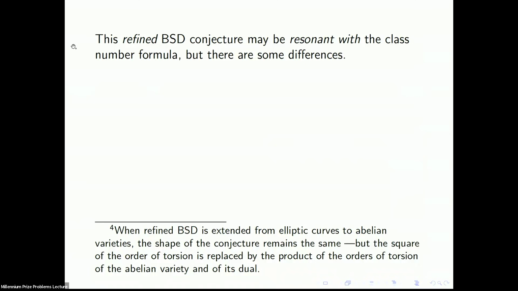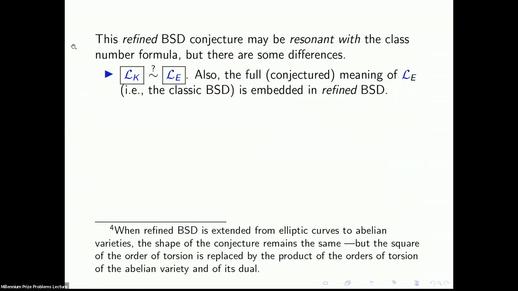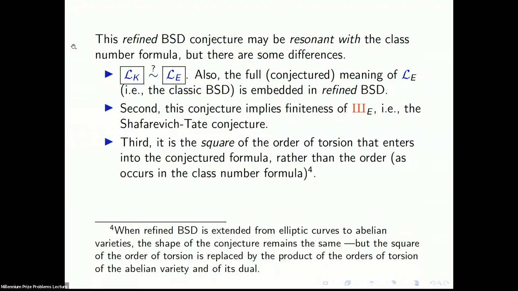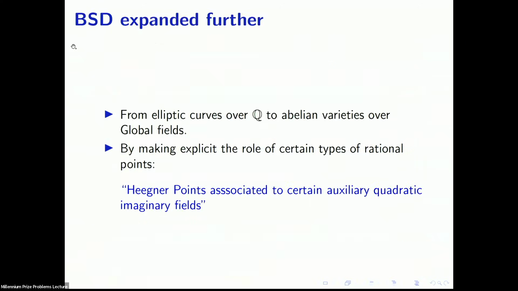I said it's resonant with the class number formula, but there are differences, and here are a few. You might argue that they're not, even though they look pretty much the same, they seem to have a slightly different structure. Also, the full conjectured meaning of the analytic L of E is already embedded in the refined BSD conjecture, and so is the Shafarevich-Tate conjecture. And finally, it's the square of the order of the torsion that enters rather than the torsion. But these are, if you want, minor differences.